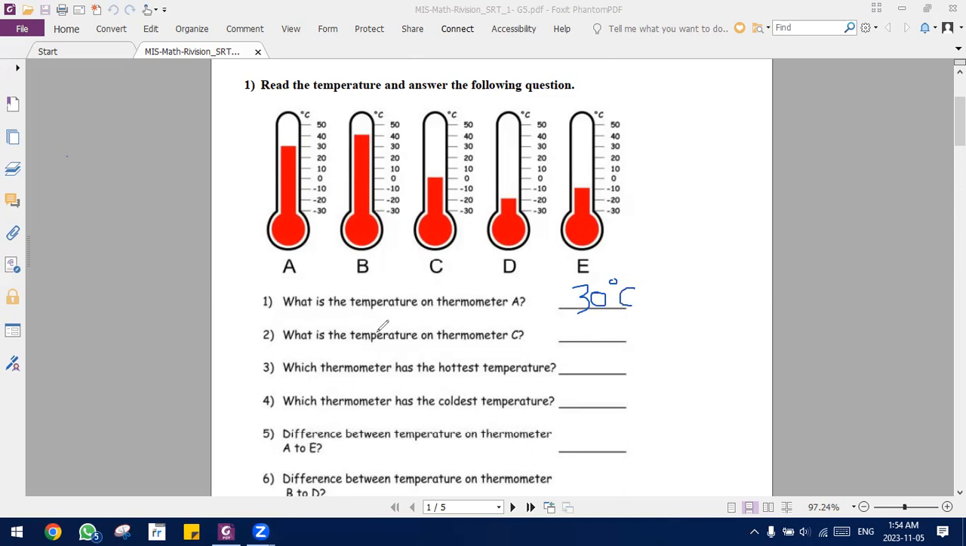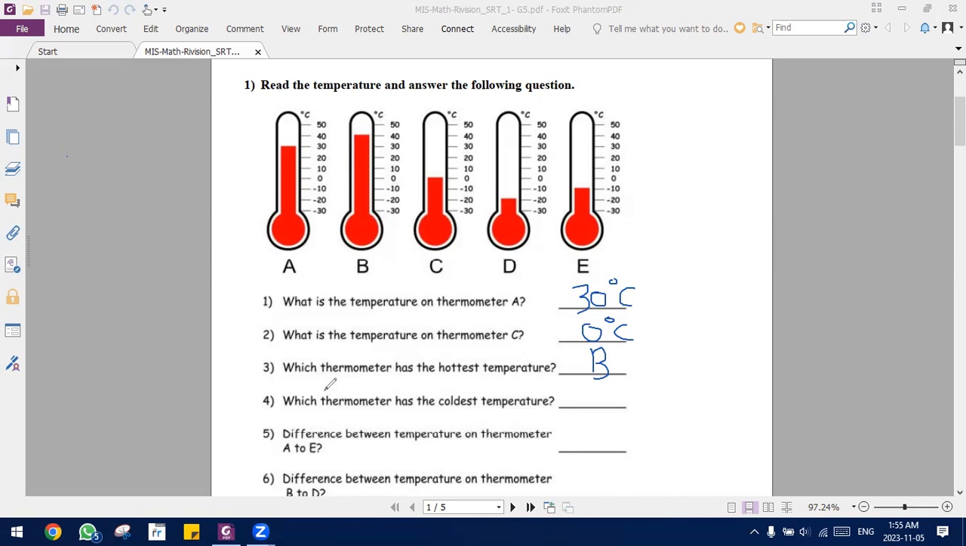Then, what's the temperature on C? We check C, it's 0. Then, which one has the hottest temperature? So you check, we need the highest one. So it's B. We don't write the value, it says which one, so it's B. The highest temperature here is 40 degrees.